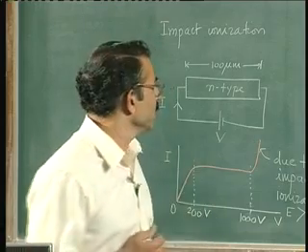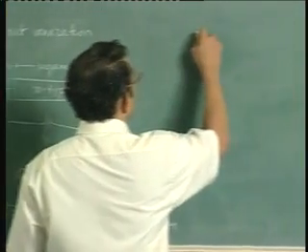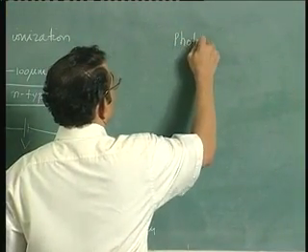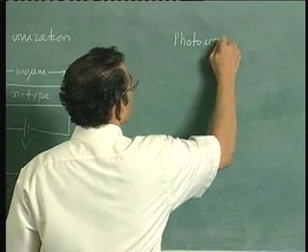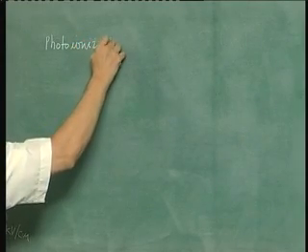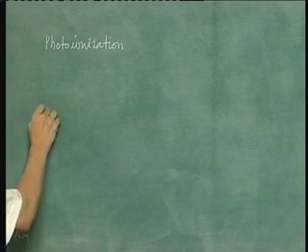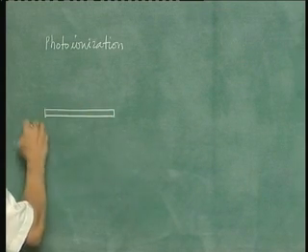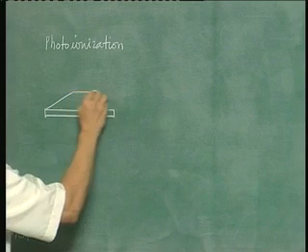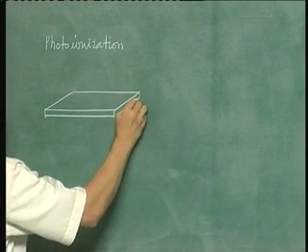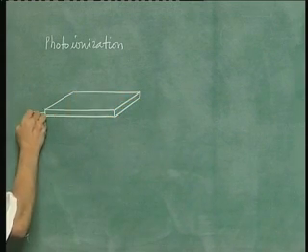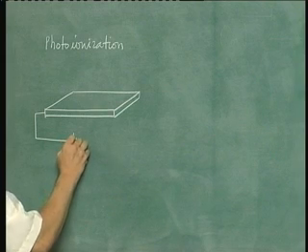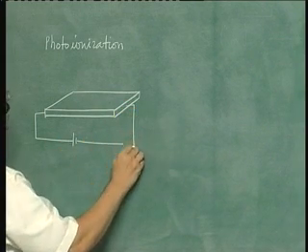Let us discuss another method of generating excess carriers, that is photo-ionization or photo-generation. Now in this case you have a sample which is very thin, and let us assume that you have applied a small voltage to this so that a current flows.